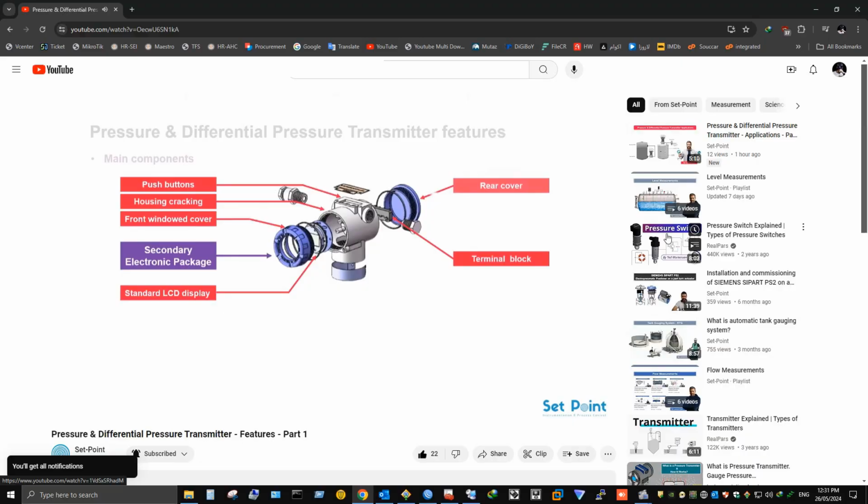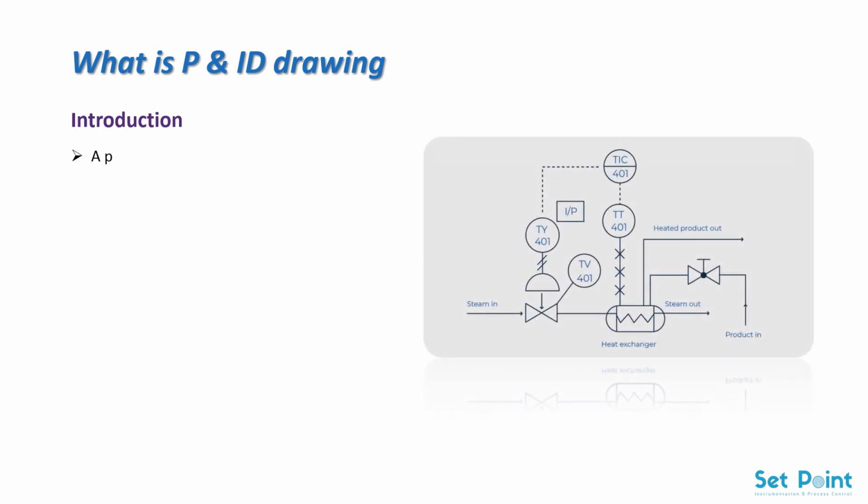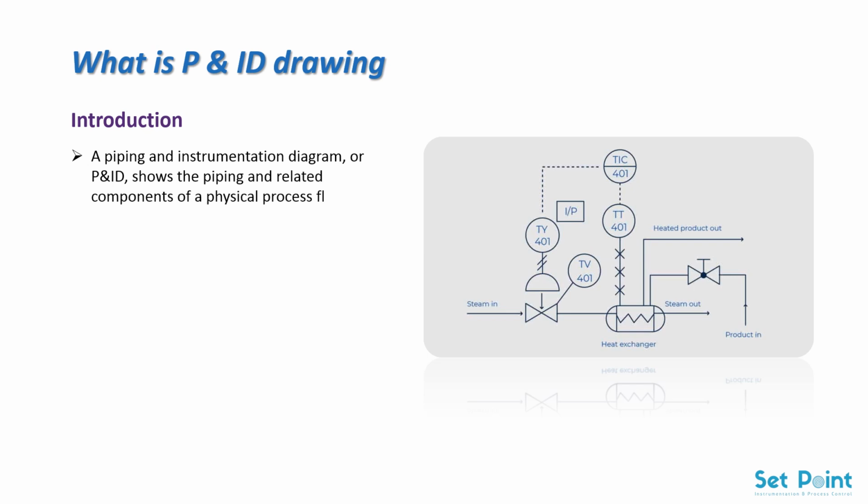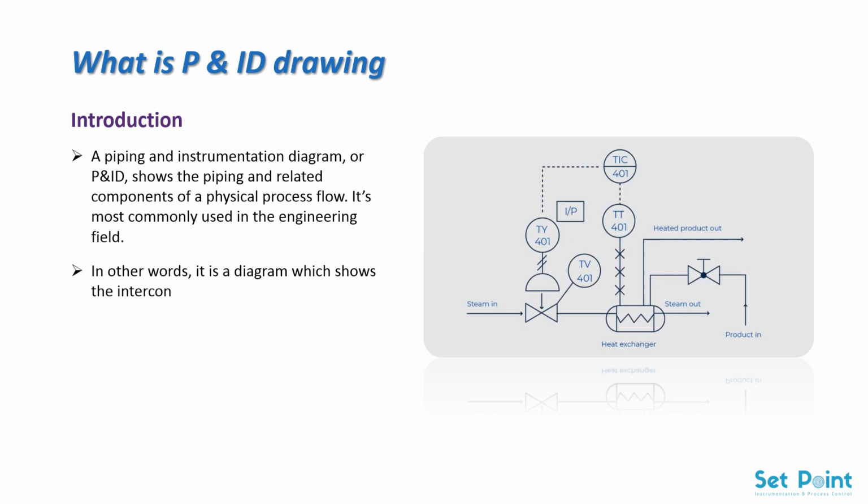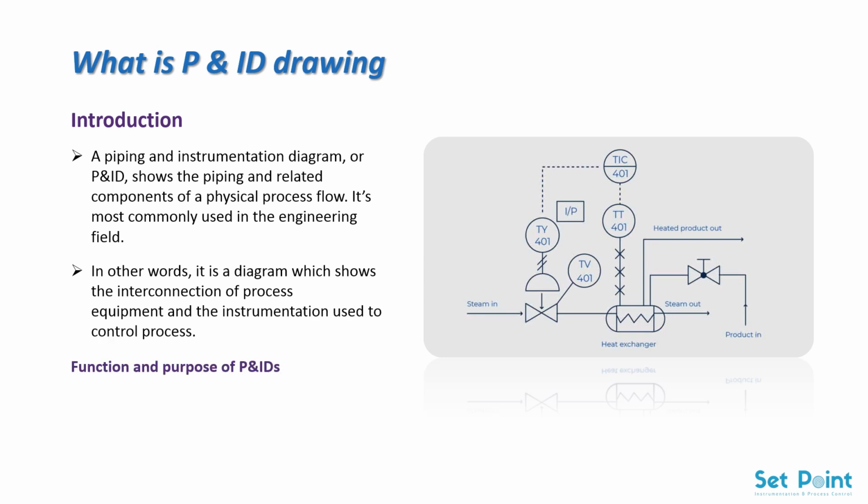Now let's get started. In this tutorial video today, you will learn what is P&ID drawing and how to read P&ID drawing, so let's see. A piping and instrumentation diagram, or P&ID, shows the piping and related components of a physical process flow. It's most commonly used in the engineering field. In other words, it is a diagram which shows the interconnection of process equipment and the instrumentation used to control process.